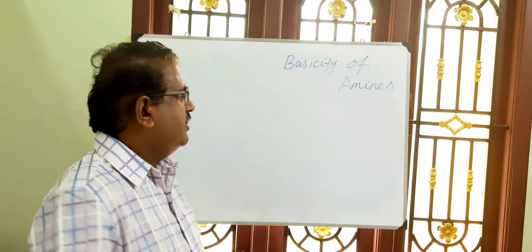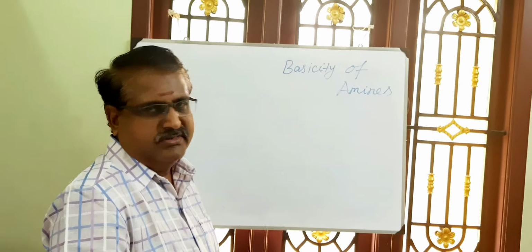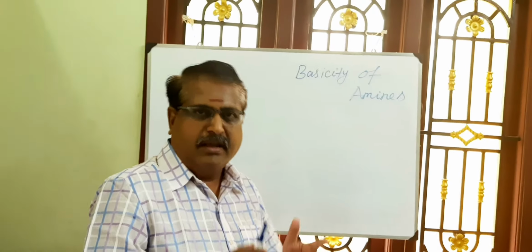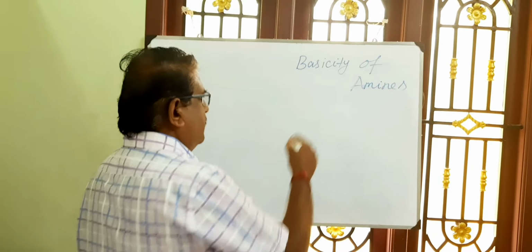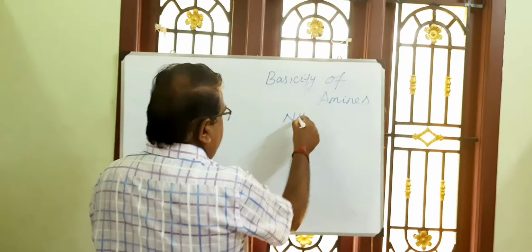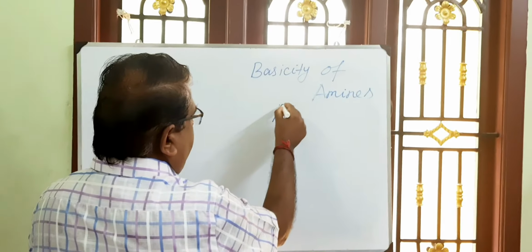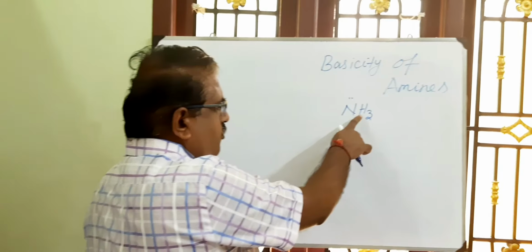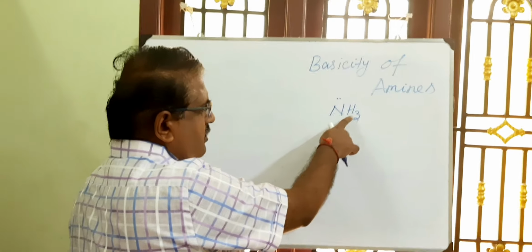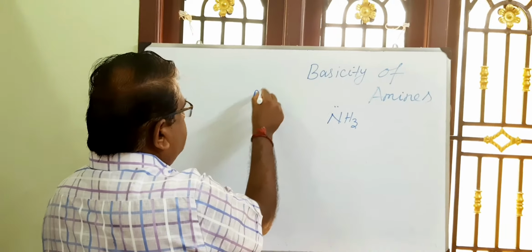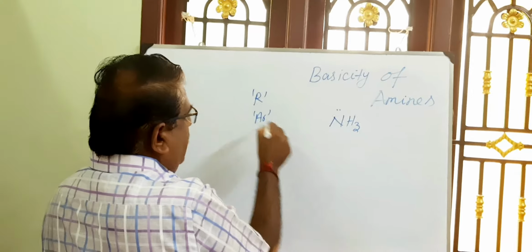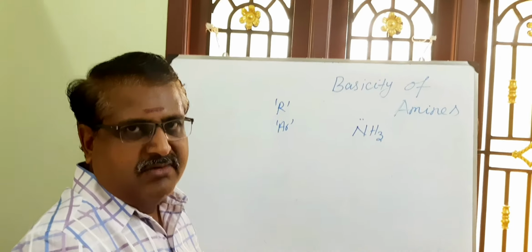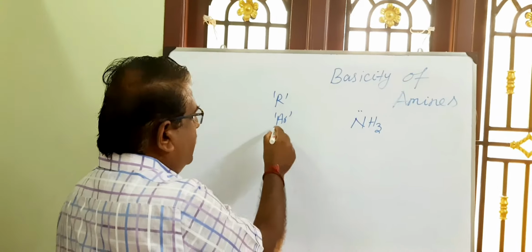In this video, we are going to discuss the basicity of amines. So what are amines? Amines are organic compounds, and they are derivatives of ammonia, NH3, in which the nitrogen has a lone pair of electrons. By replacing one proton or more than one proton by alkyl groups or aryl groups, amines can be derived. So there are two main classes of amines, alkyl amines and aryl amines.